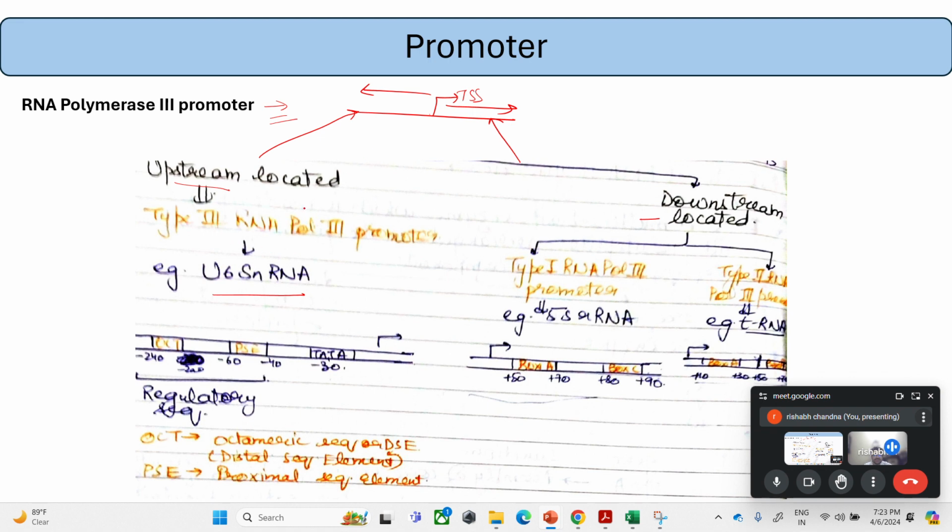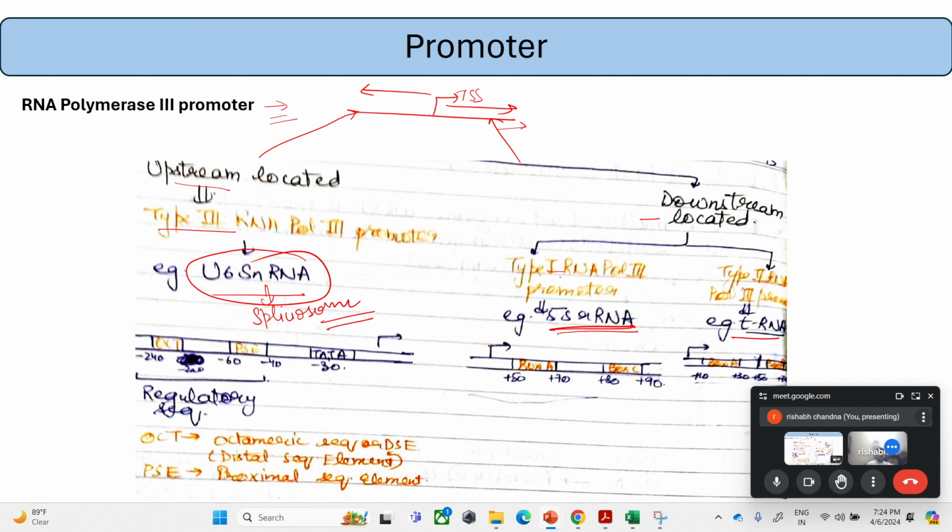The upstream one is called the type 3 RNA polymerase 3 promoter, and it produces U6 snRNA that is basically linked to the spliceosome machinery. And the downstream located promoters are present after the TSS, and these are type 1 and type 2. Type 1 produces 5S rRNA, and type 2 produces tRNA.